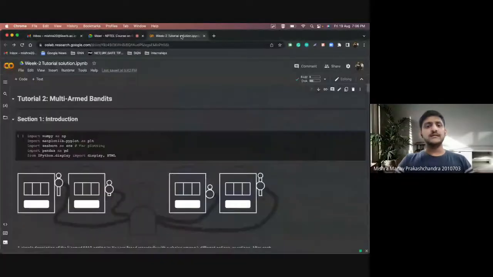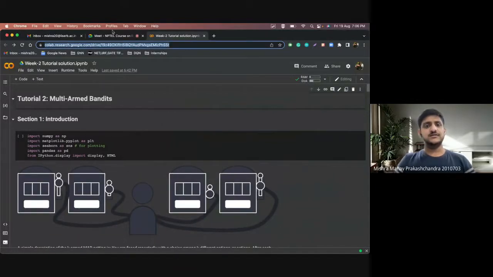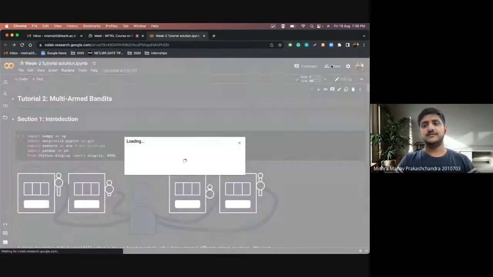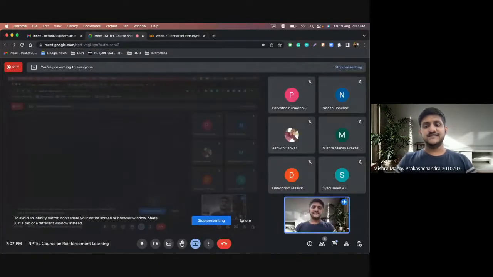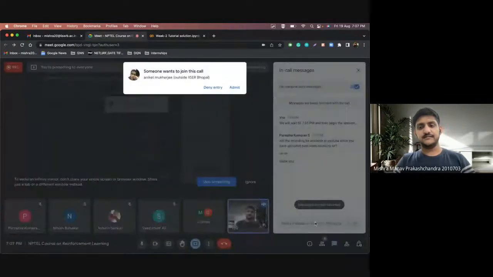Okay, so let's start with the code for the multi-arm bandit that I had floated in last week's live session. I should share this. So if you want, you can view this from your PC as well. Put it in the chat.